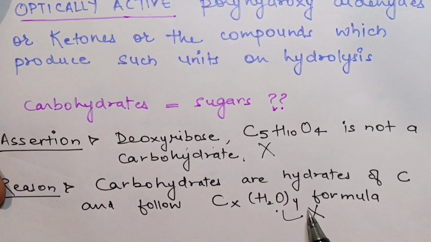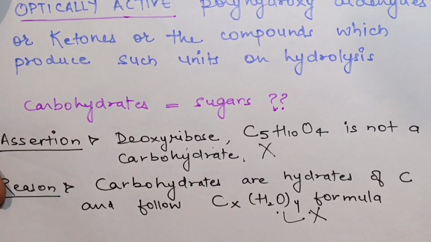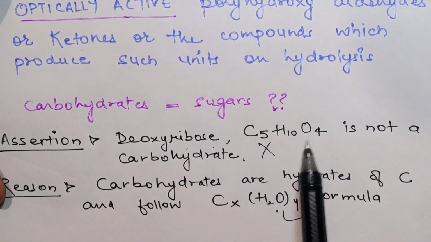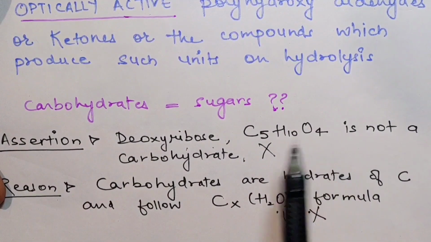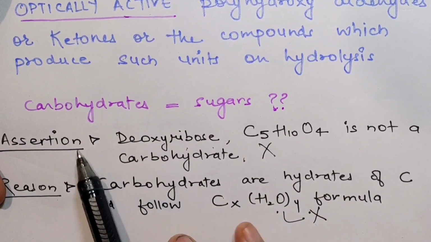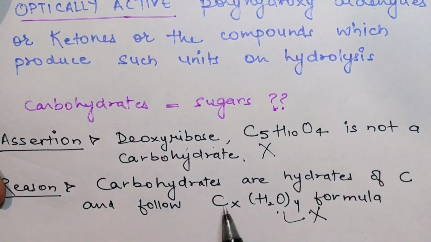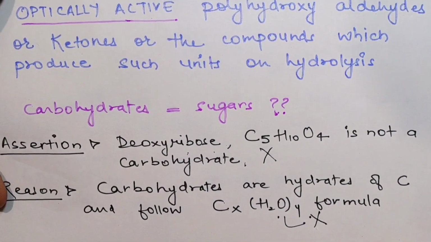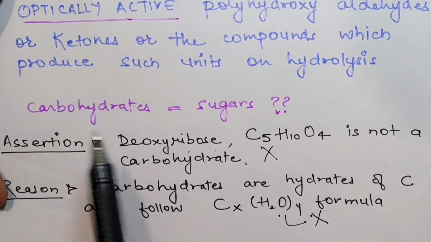So both statements are wrong. Let's change the assertion: Deoxyribose, C5H10O4, is a carbohydrate. In that case, assertion would have been correct and reason would still be wrong. Okay, now let's move on to the next part.